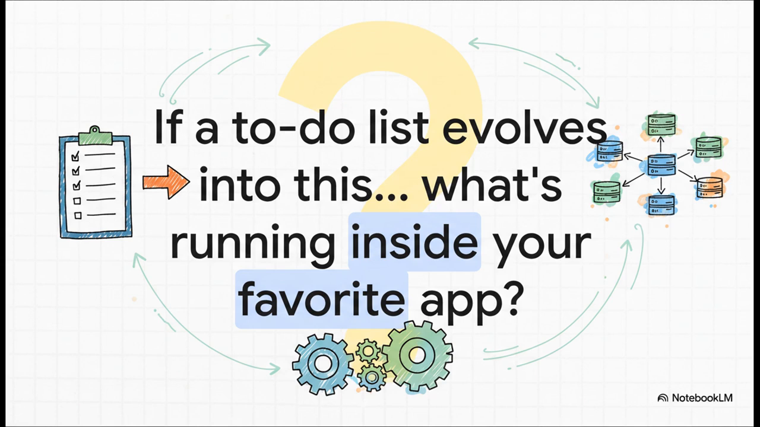And that really brings us to our final thought. We just spent this time breaking down a to-do list app. So just imagine the level of sophisticated, intelligent, self-managing architecture that's humming away behind the scenes of the really complex apps you use every single day. It's so much more than just code. It's a living, evolving system.